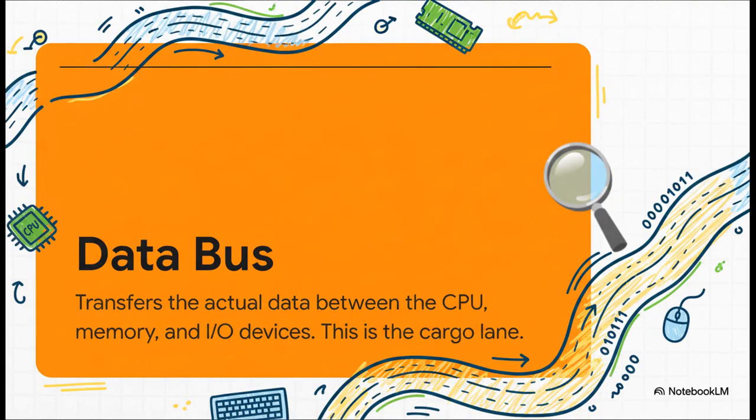Right, so once the address bus has pointed to the right house, we need a way to get the stuff from that house. That's where the data bus comes in. This is the lane for the cargo trucks. This is what actually moves the goods, the numbers, the instructions, the bits and pieces of that video you're watching. This is the pathway for the actual information itself.